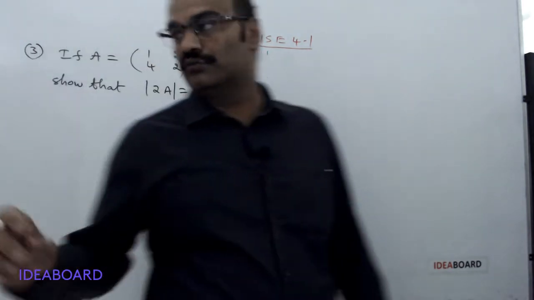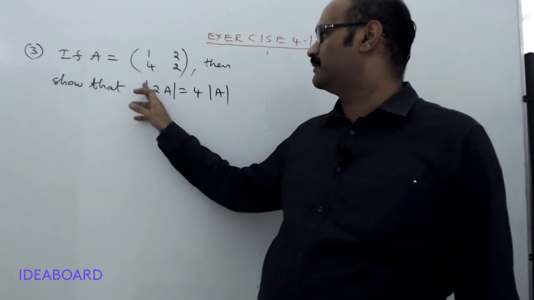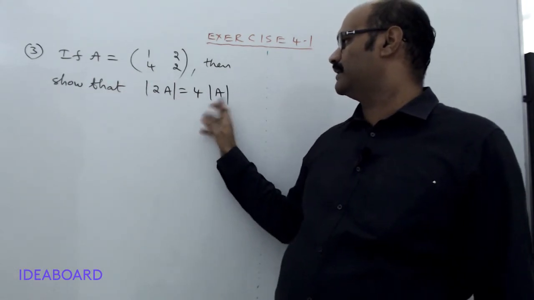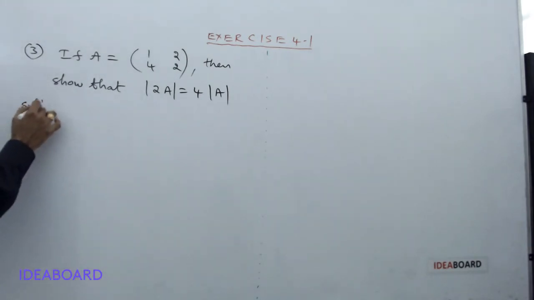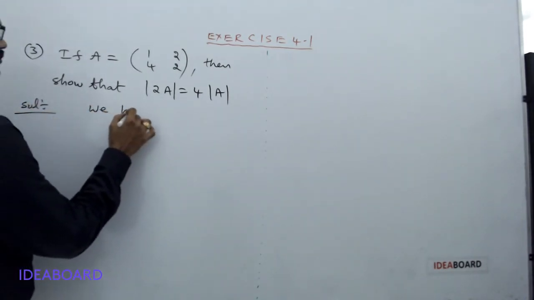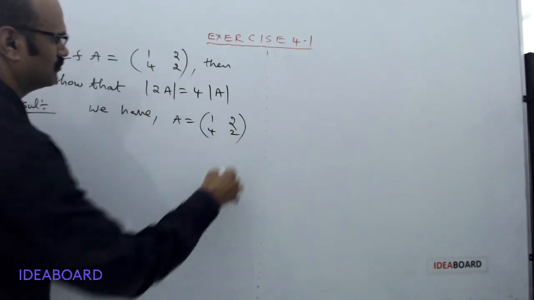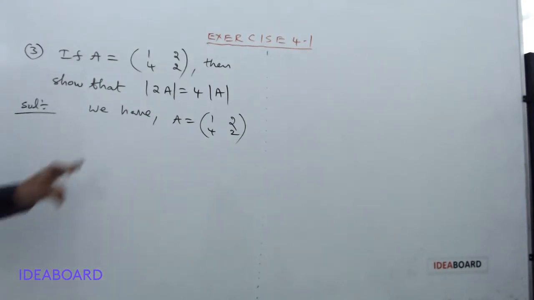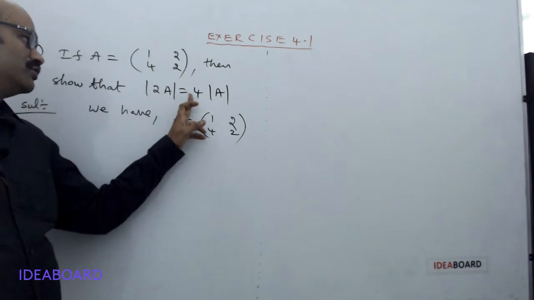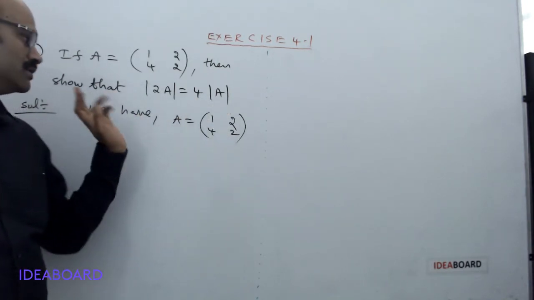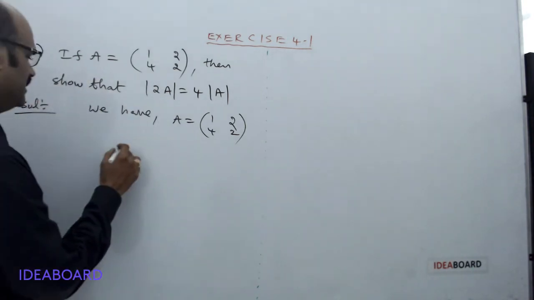If A equal to 1, 2, 4, 2, then show that determinant of 2A equal to 4 into det A. Solution, we have A equal to 1, 2, 4, 2. Now we have to prove that determinant of 2A equal to 4 into det A. So first we have to find the LHS here. So 2A, let me find 2A.